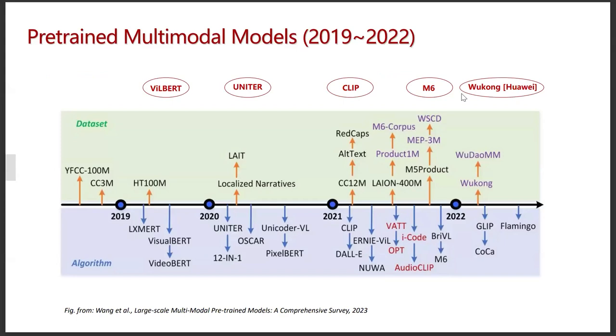Here is a summary of the pretraining models from 2019 to 2020. Here, most of the models are follow-ups of BERT and CLIP. So most of them are using techniques such as reconstructive and contrastive frameworks. And the representative ones include VLBERT, UNITER, and also CLIP, M6, and Wukong, which is provided by Huawei. And I mention these representative works because they have been used in some recommendation tasks and have been evaluated. They work in our production systems.